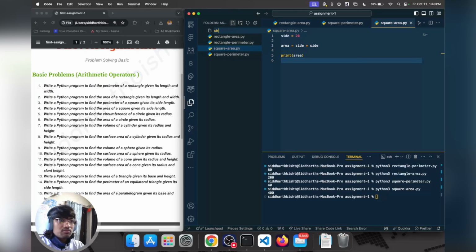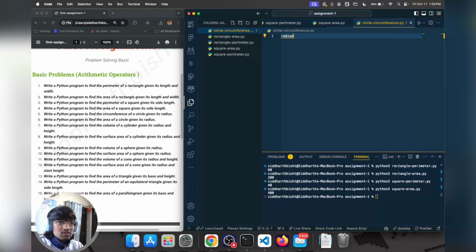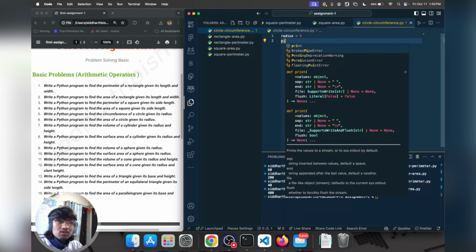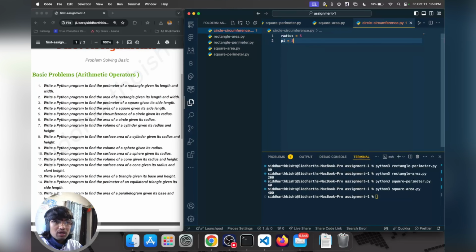So let's make a program. Circumference. Okay, let's name it similar to what we have done before. Circle circumference dot py. So we are given its radius, so let's declare radius is equals to, let's declare radius as 5, and we will also need this thing called pi. So I'm writing its value as 3.14.